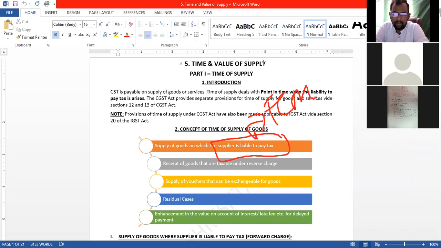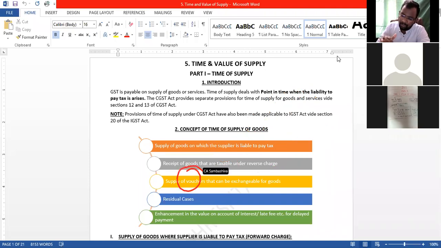Second, receipt of goods that are taxable under reverse charge mechanism. So the first one is a case of forward charge mechanism and the second is a case of reverse charge mechanism. Third, supply of vouchers. Fourth, residual cases. Fifth, enhancement in the value. In these 5 different scenarios, how do we determine the time of supply? So let us start with the first part.